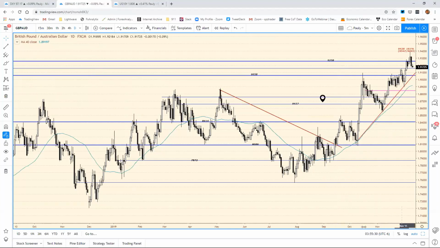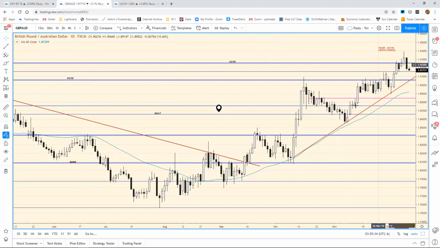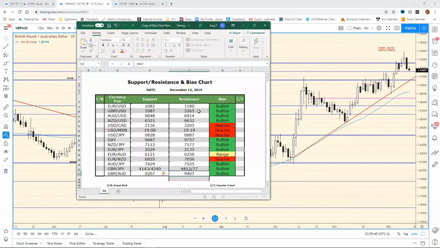We have gone and pared back, obviously because of the strength in the Aussie. So upside resistance is going to be 93.19. Downside, 90.55, and 89.80.